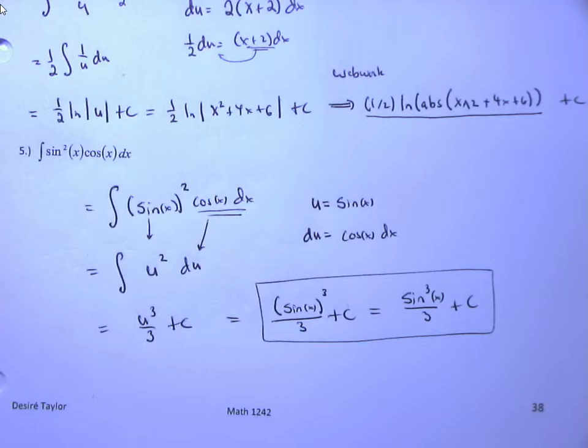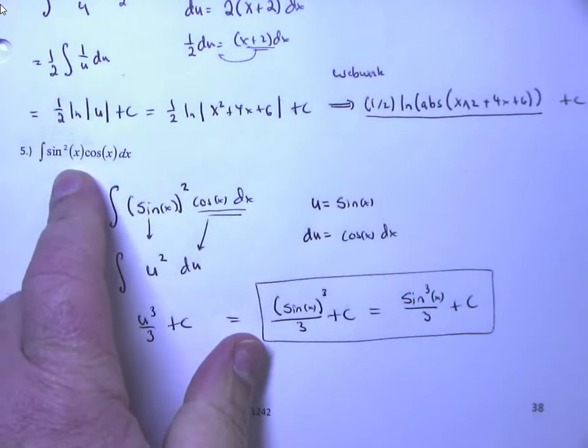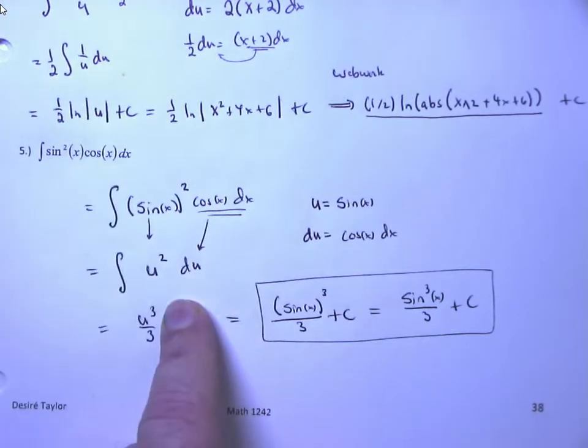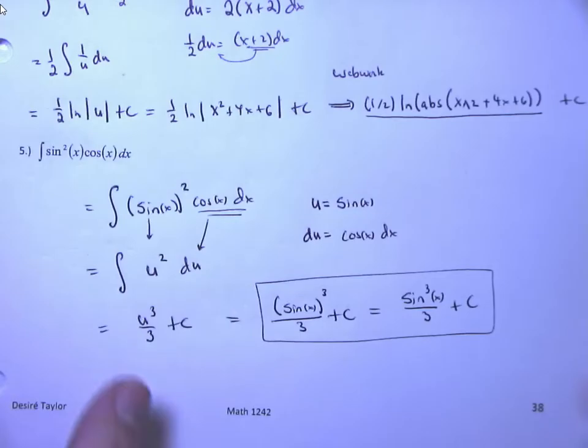Does that make sense? Now, listen up. The purpose of U-substitution is to let u equal something such that du is in the problem. It should change the function into a formula you have memorized. We just switched over the integral of sine squared of x cosine of x into pretty much the integral of u squared du, which is a formula I have memorized.